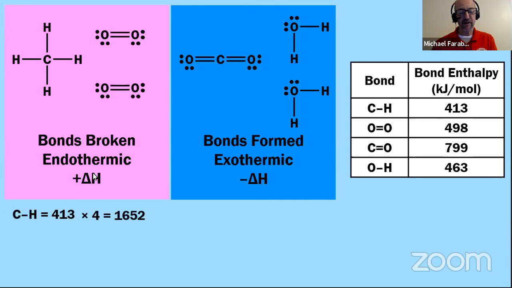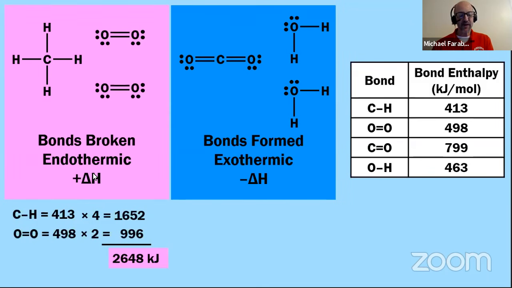So I'm going to do the math, and you can follow along here. 413 times 4 is 1652. Again, all these would be in units of kilojoules. I have 2 oxygen-oxygen double bonds. That's 498 times 2 is 996. So my grand total, 2,648 kilojoules of energy absorbed when those bonds are broken.